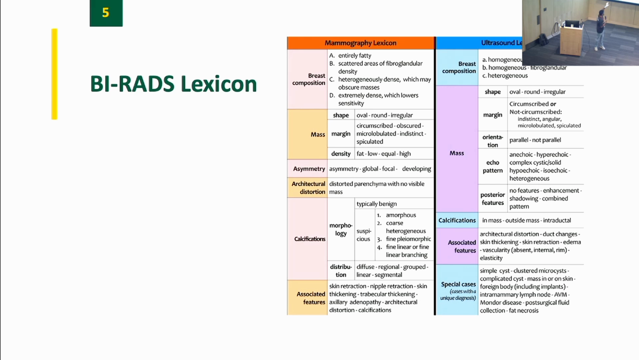If I see pleomorphic calcifications in a segmental distribution, that's alarm bells for cancer. Or if I see an irregular mass with obscured margins of high density, alarm bells for cancer. If I see an oval mass with circumscribed margins with equal density, it's probably benign. It's a fibroadenoma. The reason for this lexicon is so radiologists can describe things and justify what they saw to justify the biopsy to potentially detect the cancer. There's also an ultrasound lexicon that's similar, but ultrasound findings are different than mammography findings.